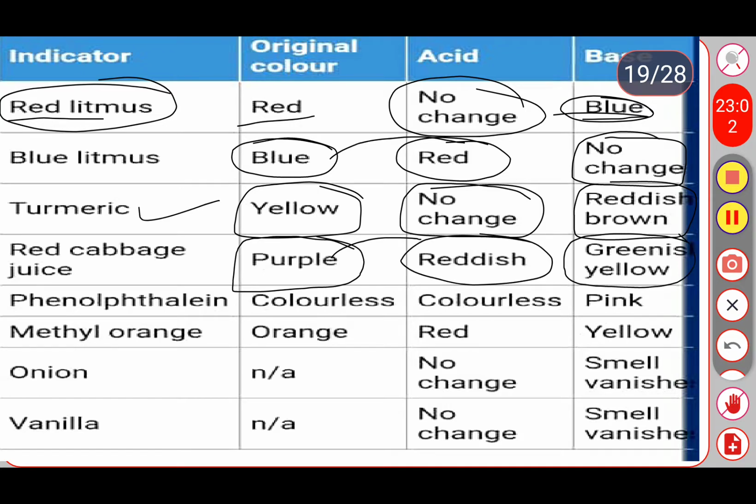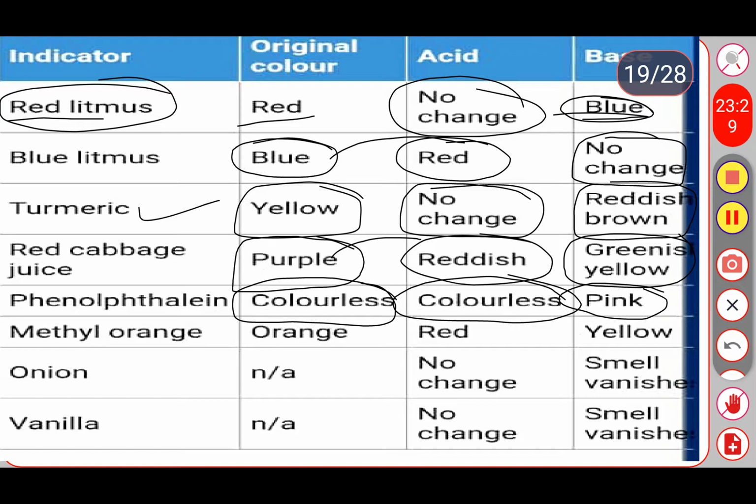Phenolphthalein. The usual color of phenolphthalein is colorless. It's a purely colorless chemical compound. It does not show any color in acids, but when we dissolve 2 drops of phenolphthalein in basic solution, the whole basic solution will turn pink.